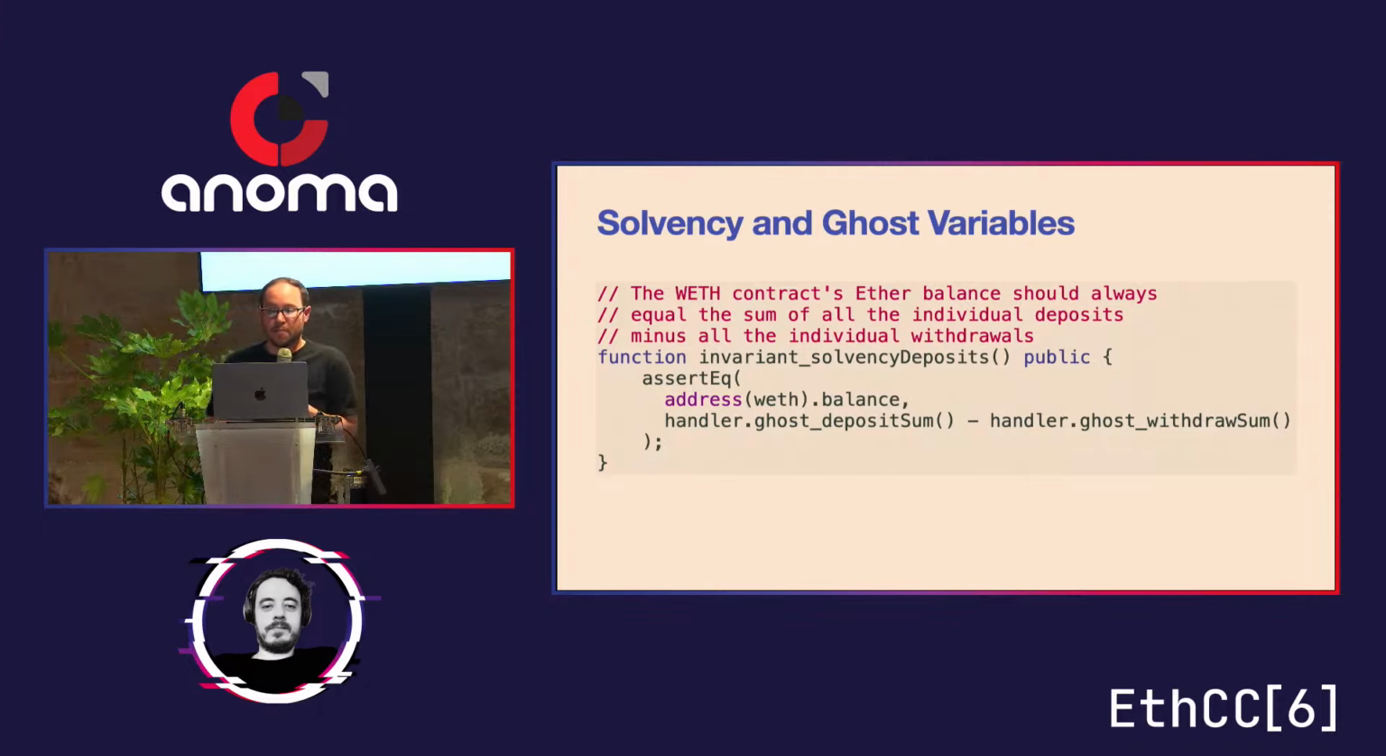Cool, so here's our invariant. Since we've set up these ghost variables as public state variables, we can now access them in the test to define our invariant property. So here, the WETH contract's balance should always be equal to the handler ghost deposit sum minus the handler ghost withdraw sum.